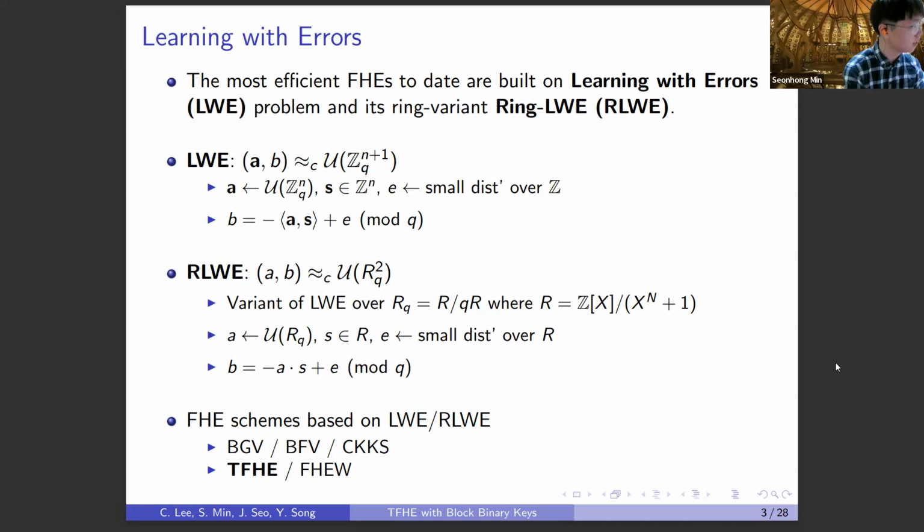And RLWE is a ring variant of LWE, which is defined over a cyclotomic ring, but usually we use power-of-2 cyclotomic rings. Most of the FHE schemes are based on LWE and RLWE problems. So there are BGV, BFV, CKKS, which support SIMD operations over encrypted data, and we have TFHE and FHEW schemes, which usually do not support SIMD arithmetic. Today we will be focusing on the TFHE scheme.